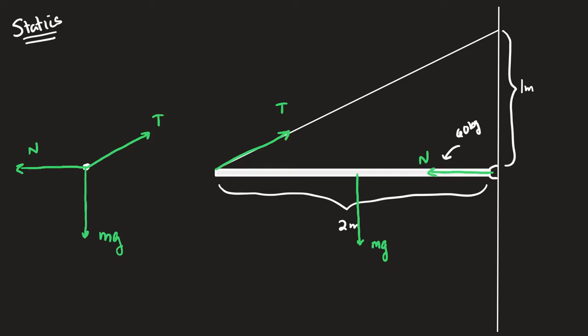The only time the center of gravity won't be at the center of mass is if the force of gravity acts differently on one part of the object than the other.